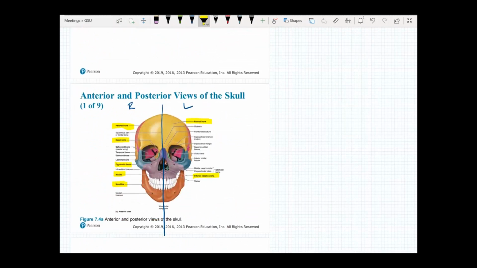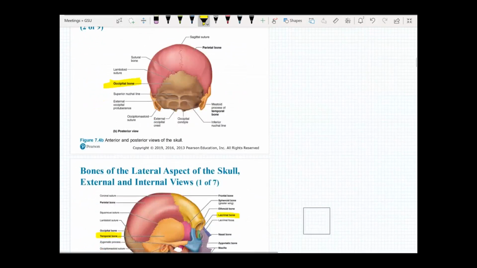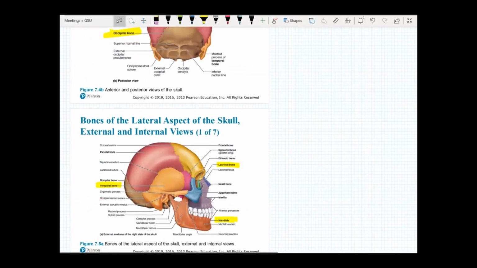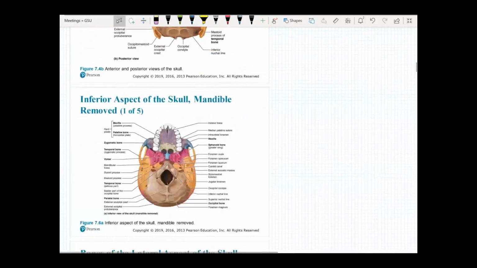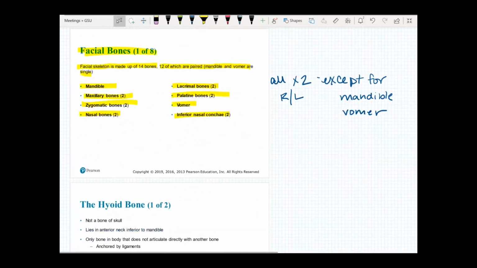Your vomer is also going to be deep internal. Here's your lacrimal again to make up the inside of that eye socket. I think that was everything that we were going to cover. Your inferior nasal conch, we have already found. Okay, so those are the facial bones that you're going to need to know.